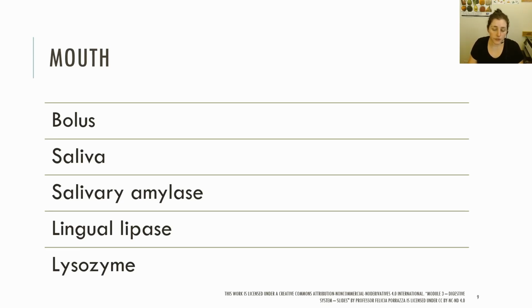Lingual lipase, another digestive enzyme, starts the breakdown of triglycerides, the main form of fat in food. Lysozyme, also in saliva, kills bacteria. Mucus helps to lubricate and hold the bolus together. As you prepare to swallow, your tongue and pharyngeal muscles aid in propelling the bolus into your esophagus.